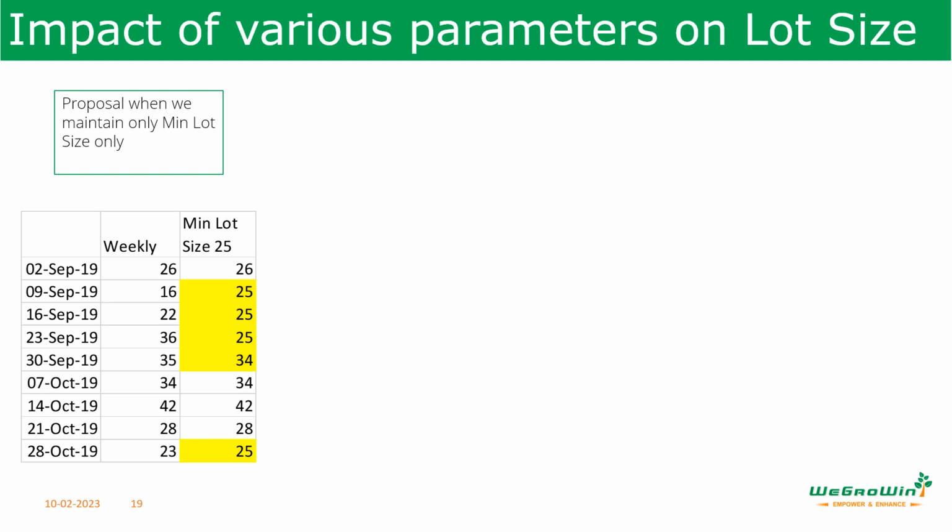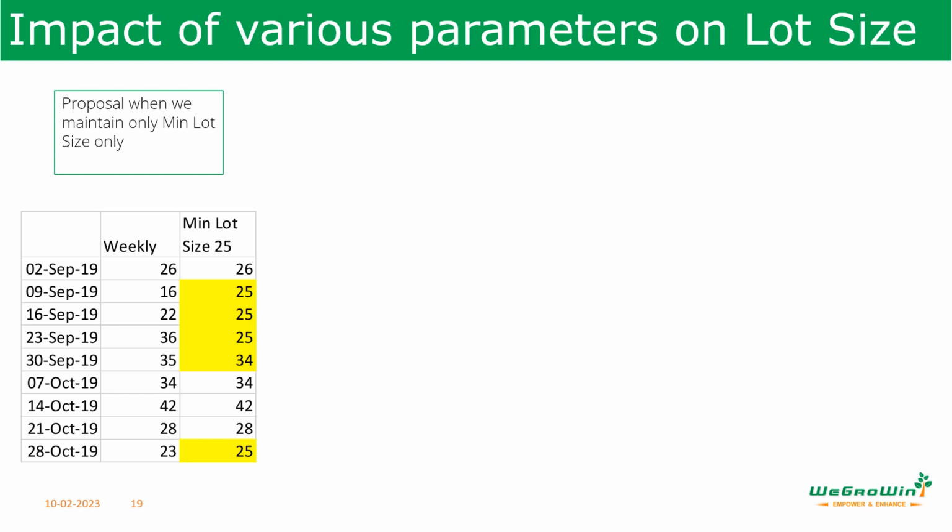In the third week, 22 is given, so here also the system will give 25 only. In the fourth week, the requirement is 36, and the system is giving 25. Why? Because in the previous weeks, we already received more than the requirement. Now this 36 is there.